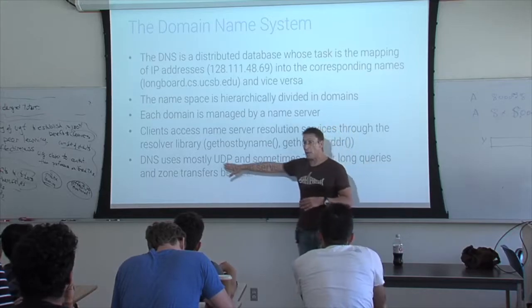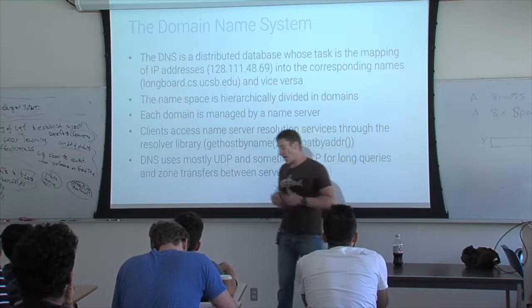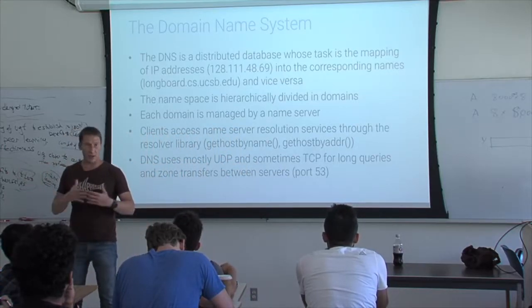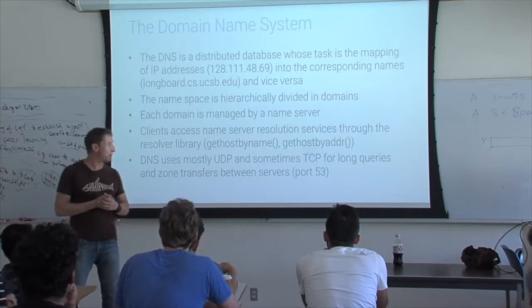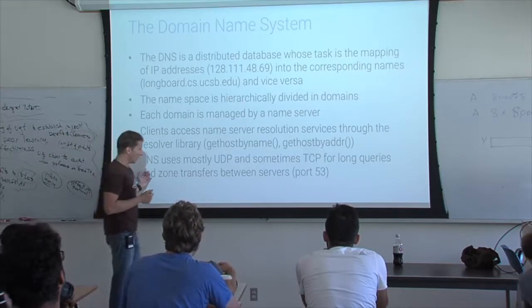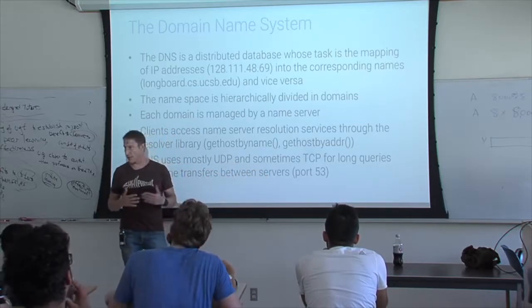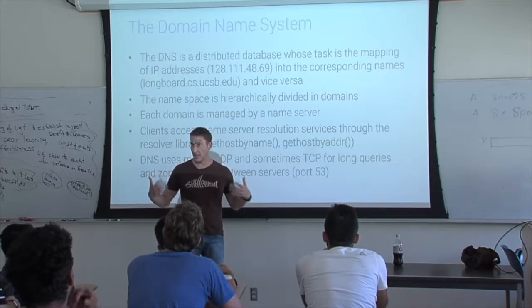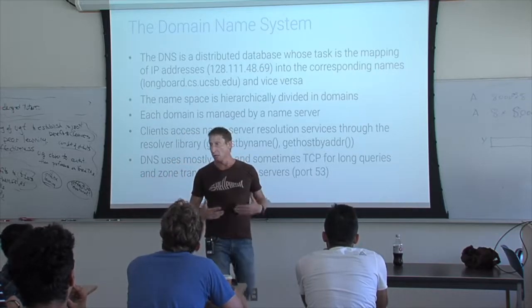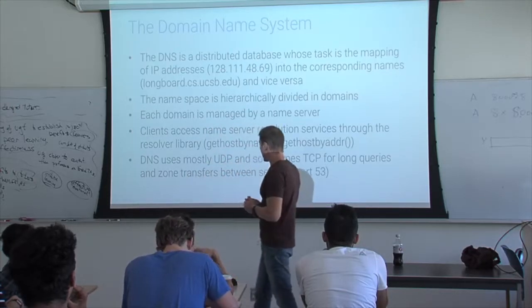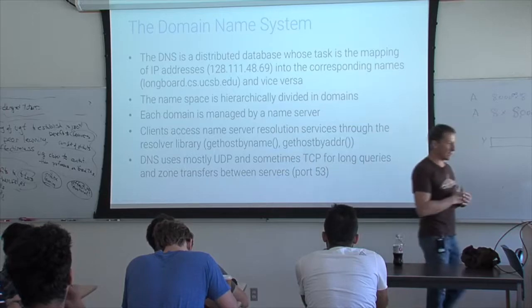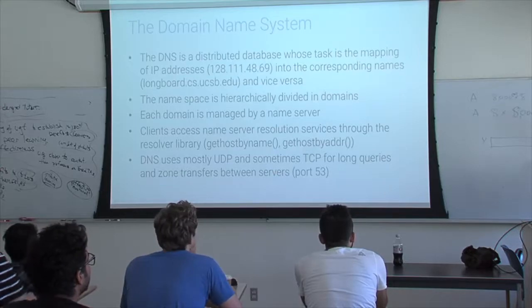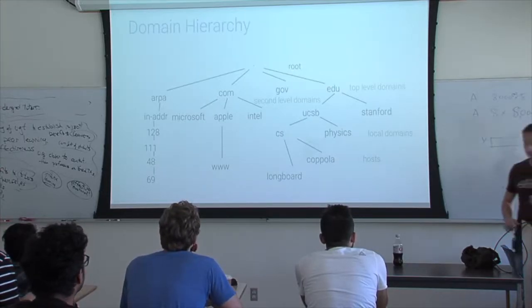DNS uses mostly the UDP protocol, but can also use TCP either if the answer is very big, and so you need to transfer more data than can fit in a UDP packet, or when doing zone transfers. And zone transfers are a way for multiple DNS servers to keep their information replicated correctly so they can both serve the same set of requests in a consistent fashion. But UDP is still what's used. And it's used because UDP has less overhead, and so that helps with the traffic.